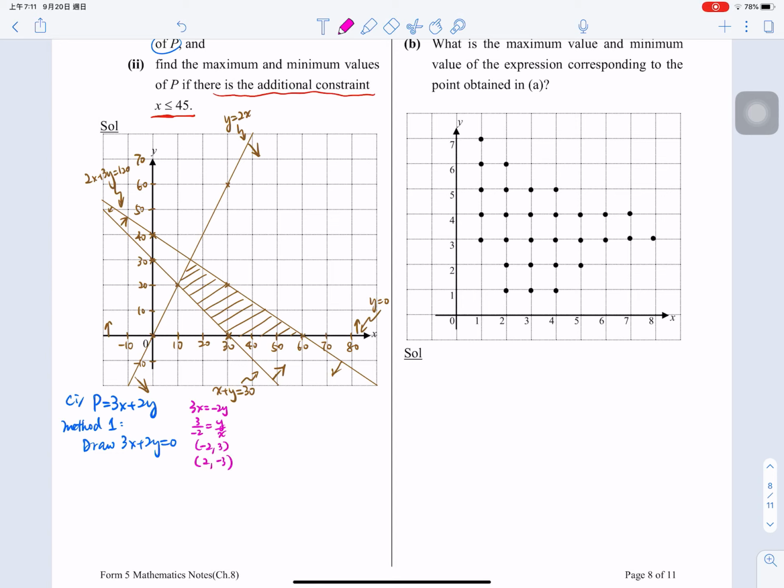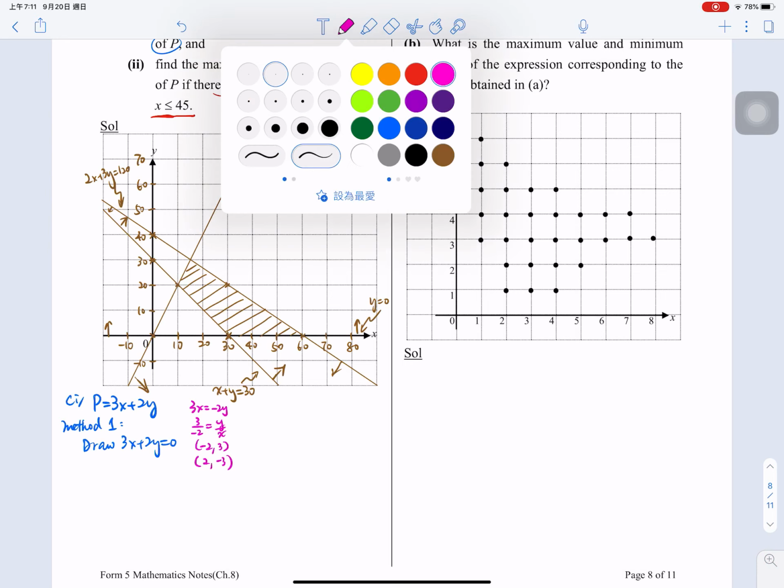So mark it here. How about this? So let's draw the straight line. And remember, you need to draw this one.